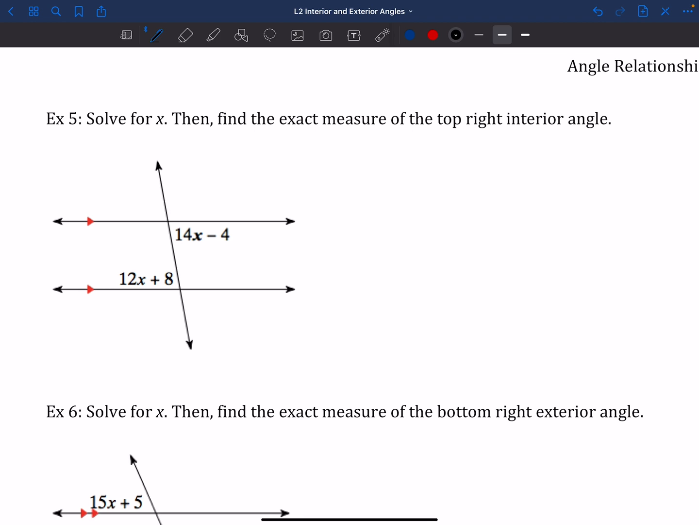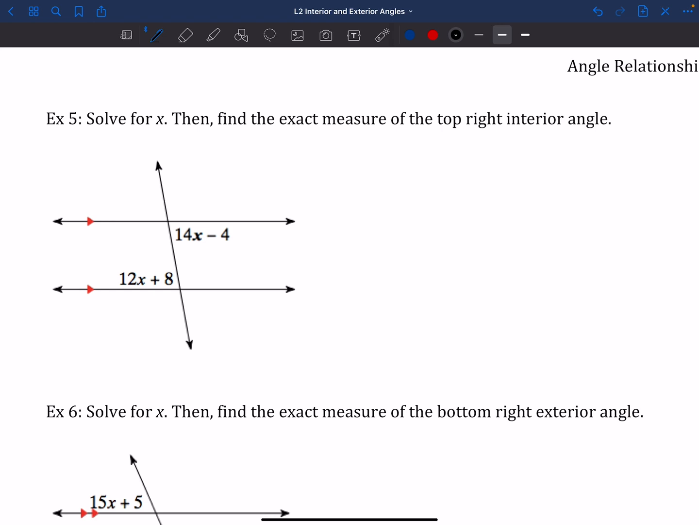So in this one, we have some measurements which are given to us with variables and everything else. We want to solve for x and then find the exact measure of the top right interior angle. So we want to figure out what 14x minus 4 actually is. To solve for x here, I need to think about what's going on with these two angles. I have all this algebra going on, but I don't know what's going on geometrically.